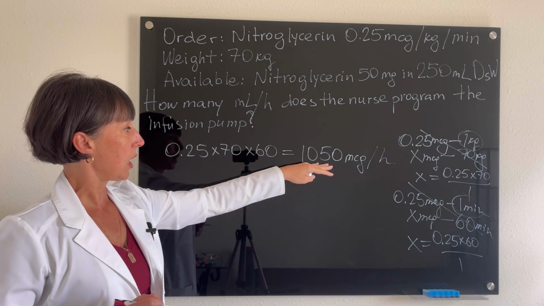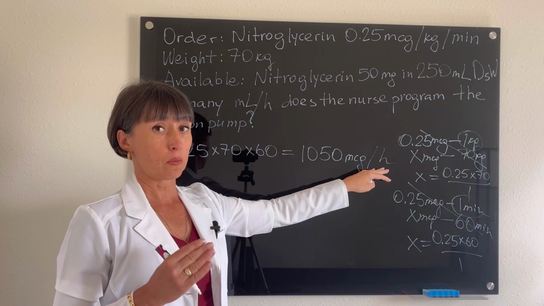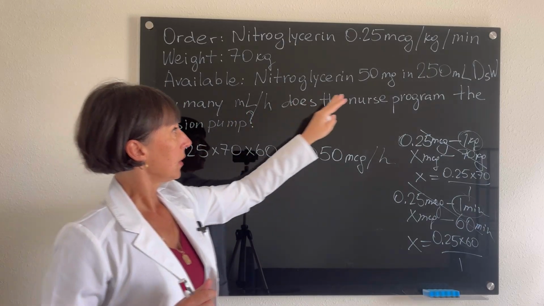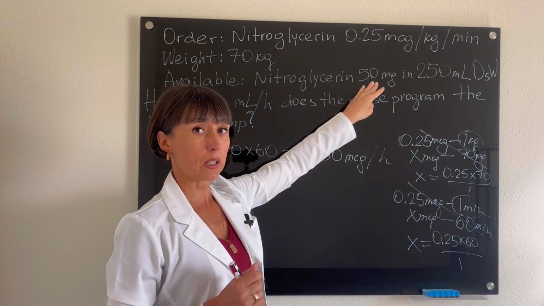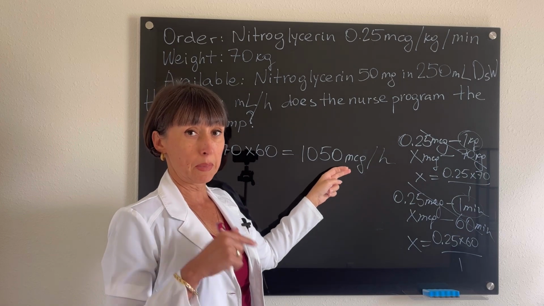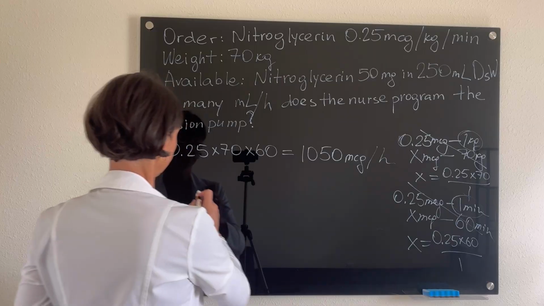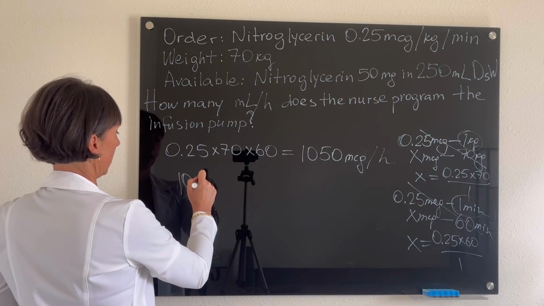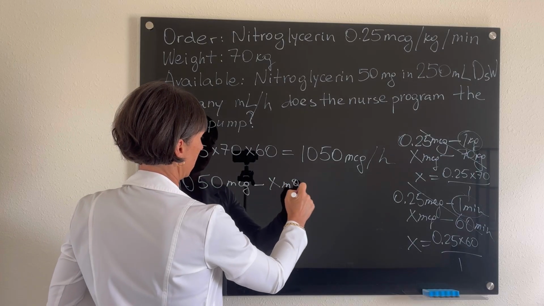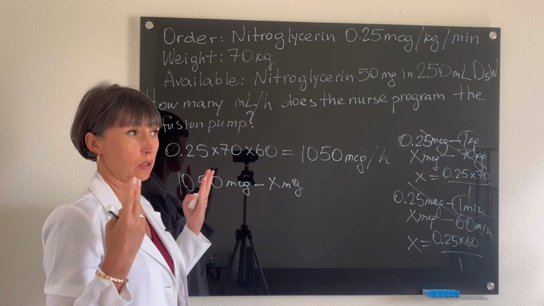We found that 1050 micrograms are going to be administered per hour. How do we get now to milliliters? Because the question is to program the pump in milliliters per hour. Well, the available bag for us is 50 milligram in 250 milliliters. So we need to bring these micrograms to milligrams in order to be able to use them in this concentration. And again, I'm going to be using DKP method here because it's not intuitive for me. Do I multiply? Do I divide?